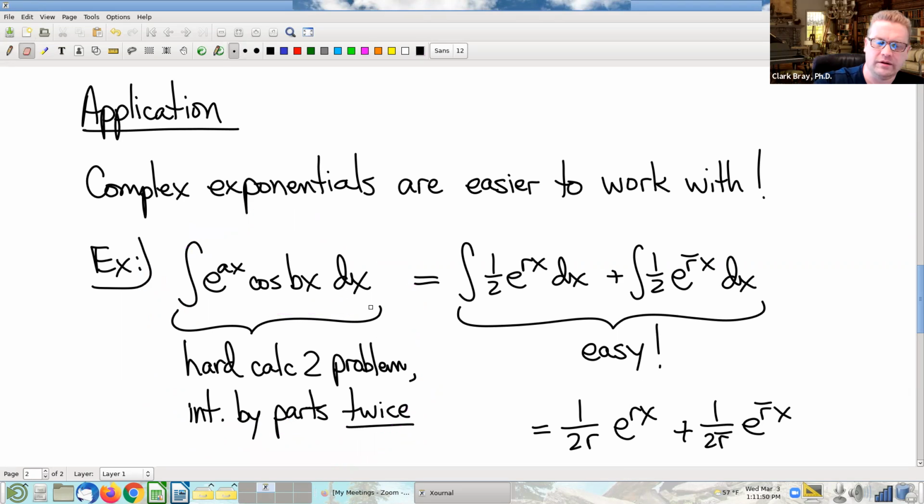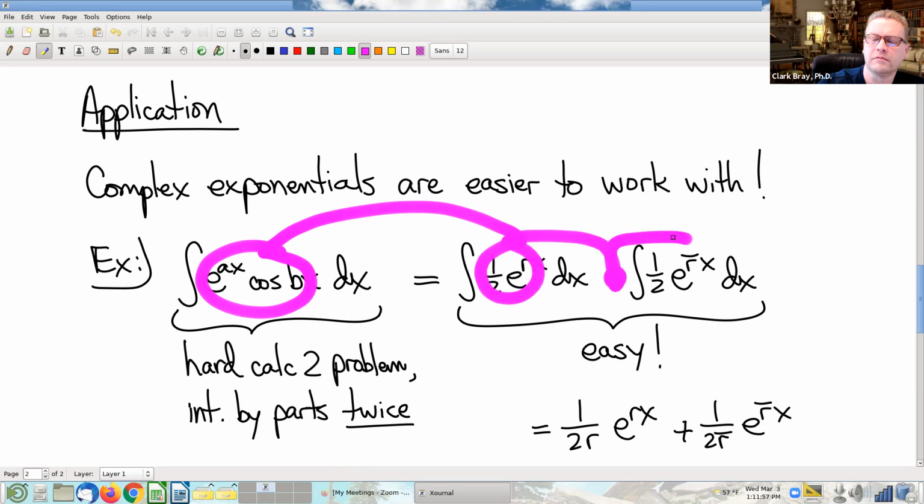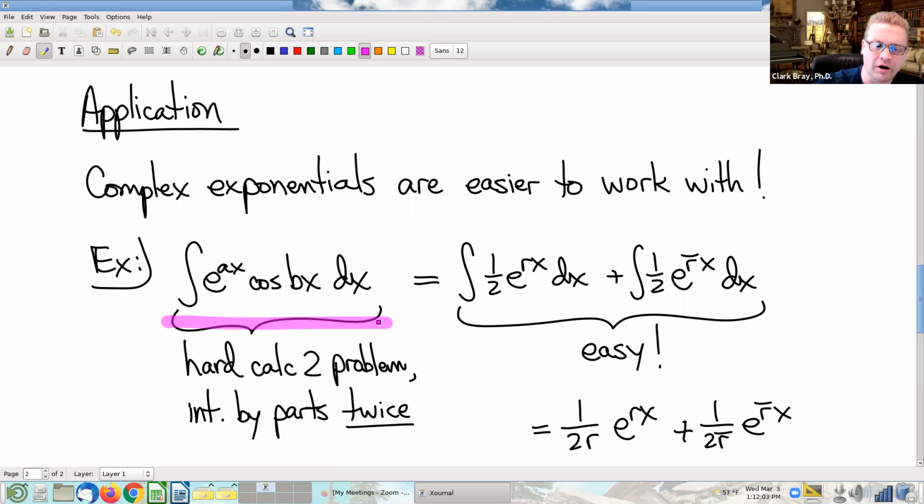Okay, well, by virtue of the algebra on the previous page, this is that sum. And so I can translate a hard integral involving exponentials and trig into two easy integrals. They're just exponentials. Integrals of exponentials are easy, right? Look how easy. This is that, this is that, and we're basically done.